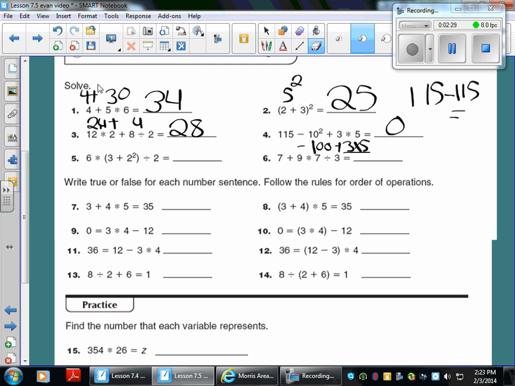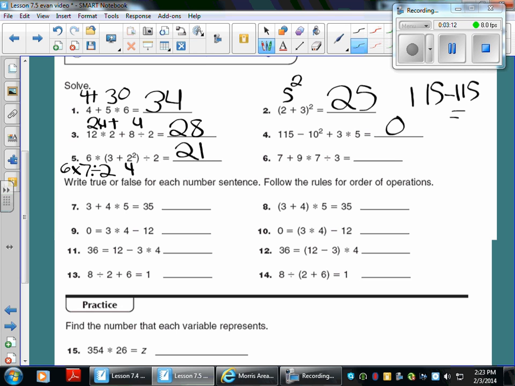I'm going to erase that to give myself some space. For number 5, we have 6 times, and then in parentheses, 3 plus 2 to the second power, divided by 2. I have to do what's in the parentheses first. 2 to the second power is 4. 3 plus 4 is 7. So I have 6 times 7 divided by 2. 6 times 7 gives me an answer of 42. Divided by 2 would give me an answer of 21.